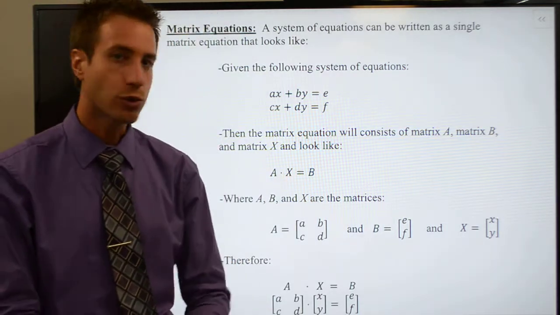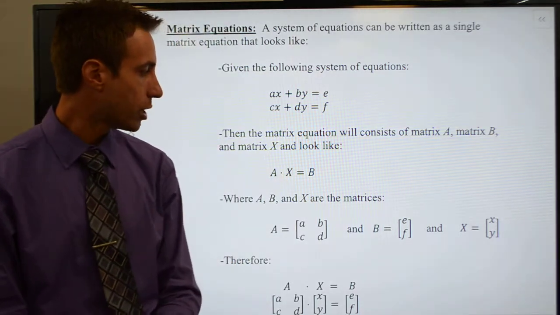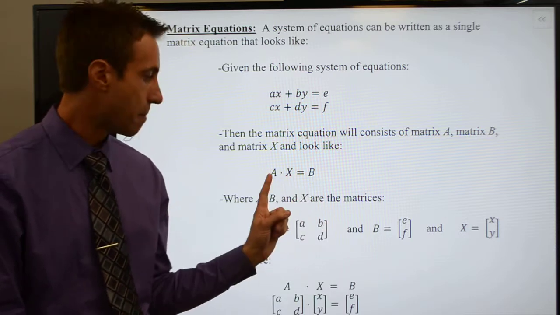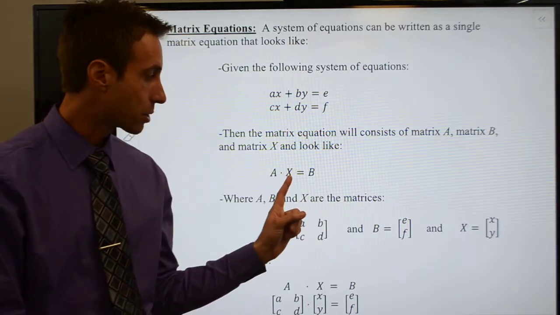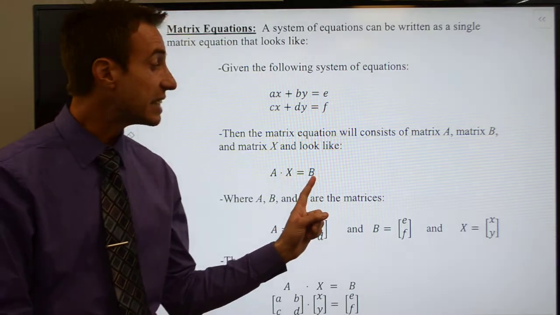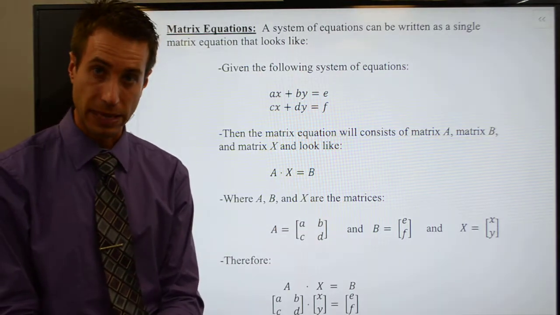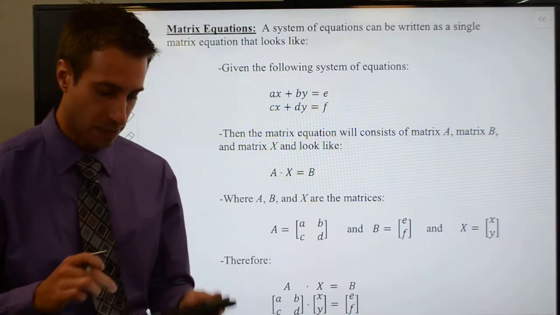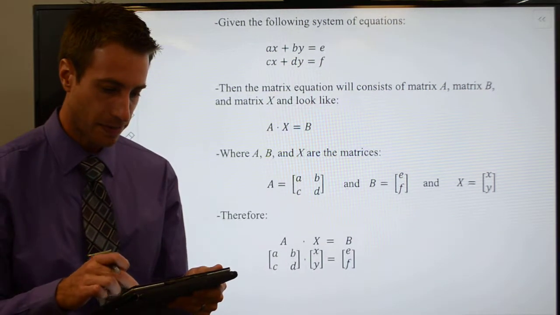Now, here's the way that it's going to work. We're going to write a matrix equation that will look like this. Matrix A multiplied by matrix X is equal to matrix B. Now here's what each of those matrices are going to be. Let me slide this up a little bit.